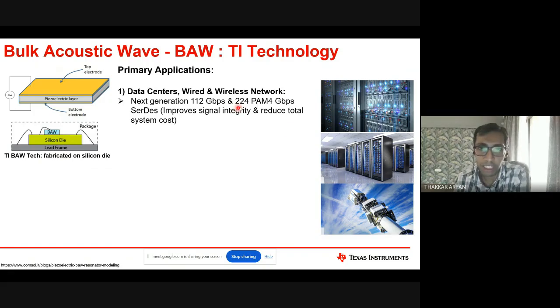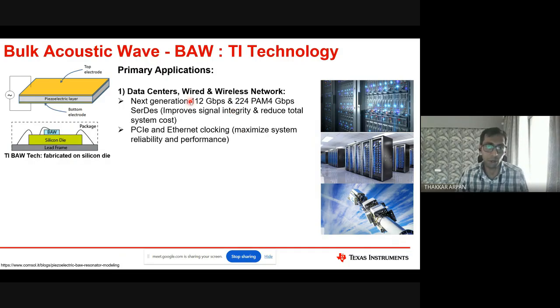So now you can see we are selling our current parts into these 112 Gbps and 224 Gbps SerDes kind of applications. These are technologies you can search on Google. I don't have time to explain this, but they are used in this kind of applications. The second application is PCIe and Ethernet clocking. These are used, and they are also used in 5G, 6G design currently, and older generations also. A lot of these clocking parts are used in all these applications as well.